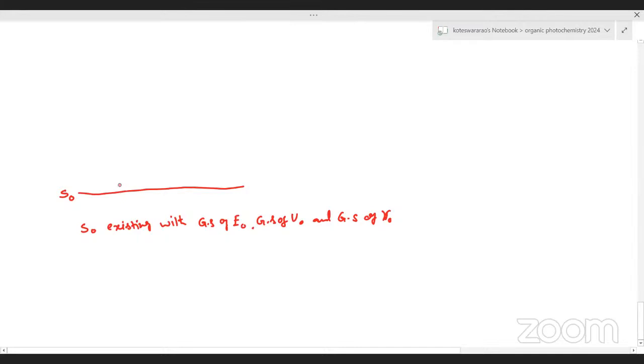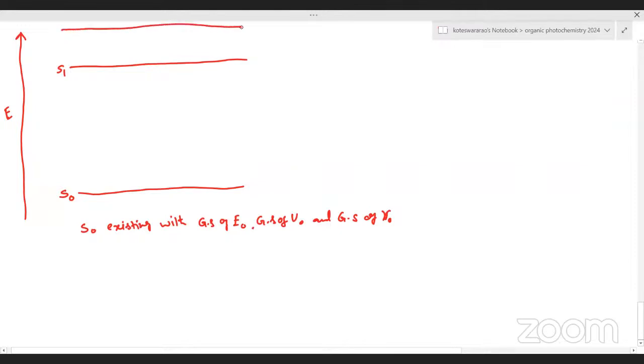Now, here some electron or some molecule is there. We are providing energy. Providing energy means increasing the energy, like this arrow indicates. Its next excited electronic state is called S1. The next electronic excited state may have somewhat larger energy, but I am taking it like this. This is S2. S1 and S2.